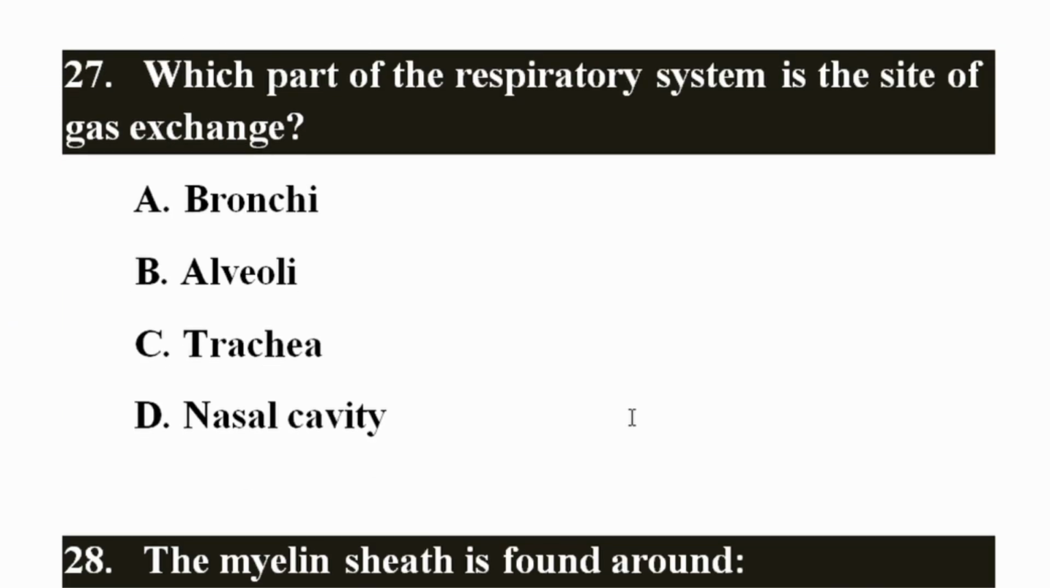Which part of the respiratory system is the site of gas exchange? The right option is Beta, alveoli. Alveoli in the lungs facilitate the exchange of oxygen and carbon dioxide.